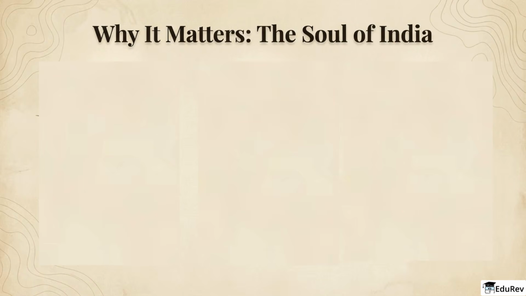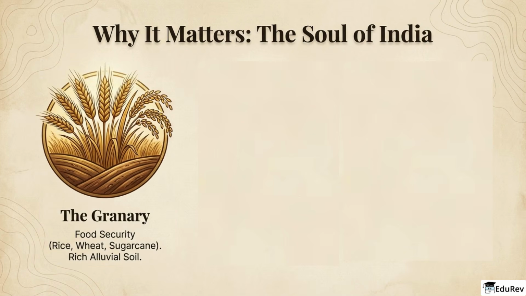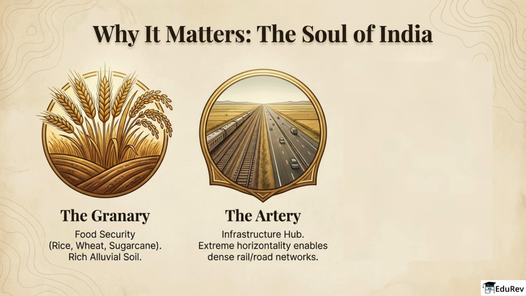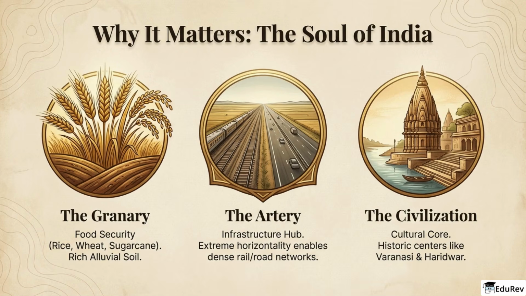Now bring the entire system back to relevance. Why it matters. The soul of India in 3 ideas. The granary. Food security through crops like rice, wheat and sugarcane, supported by rich alluvial soil. The artery. An infrastructure hub because extreme horizontality enables dense rail and road networks. The civilization. A cultural core with historic centers like Varanasi and Haridwar. This is how you convert physical geography into GS-ready meaning.